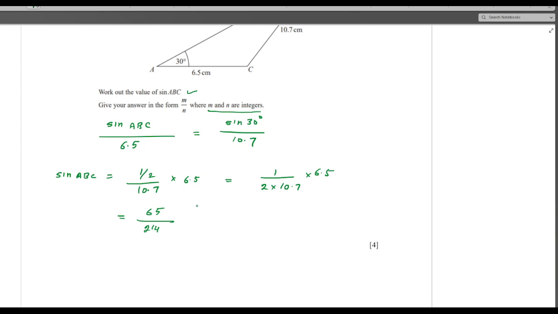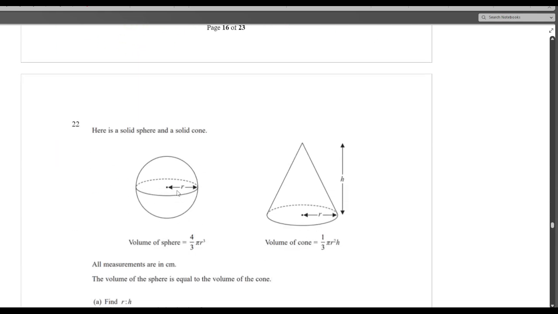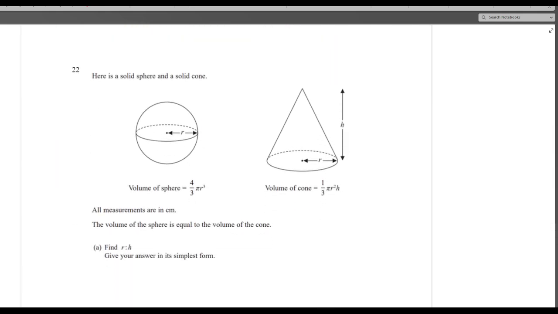So 65 can be divisible by 5, but 214 not. Now if I divide 65 by 5, I'll get 13. Now with 13, numerator is divisible but denominator is not. So 65 divided by 214 is the value of sine ABC. Okay, great. Now question number 22.